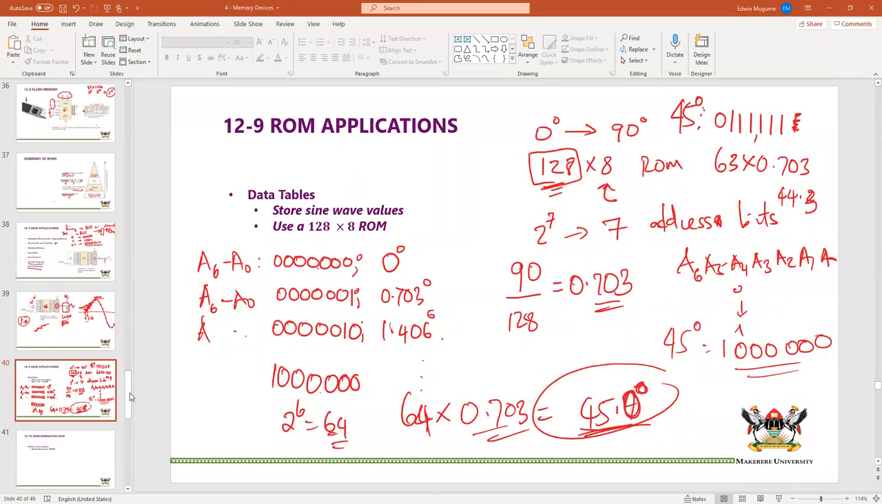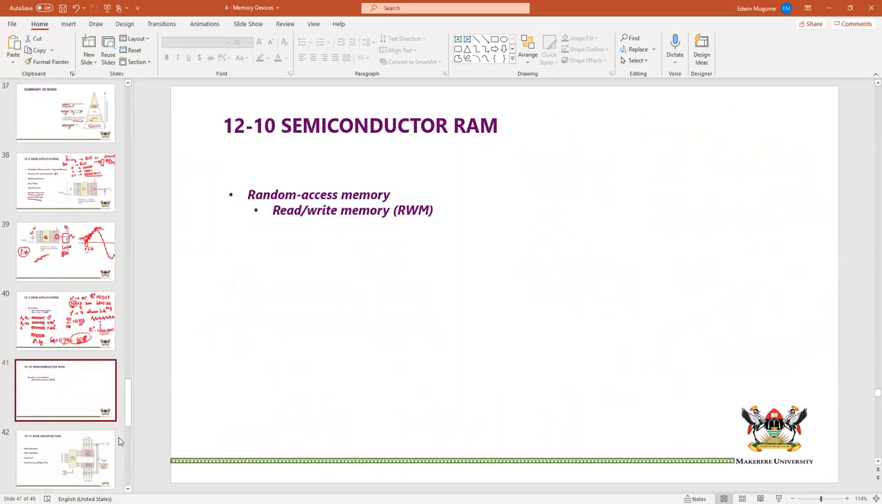Now we are going to do, I think, this is the, you can see we have started semiconductor RAM. So we are done with ROM, and this slide is semiconductor RAM. And I want us to start here next time, because I need to go.